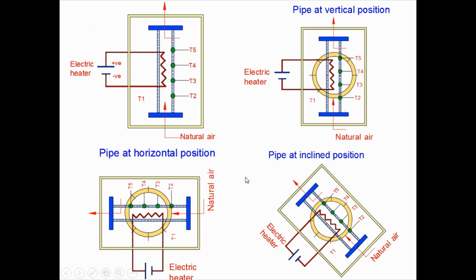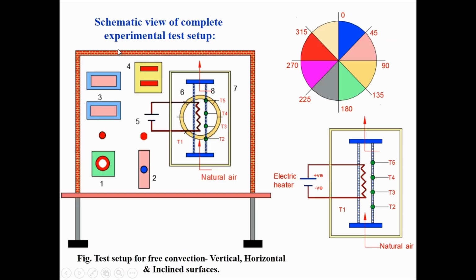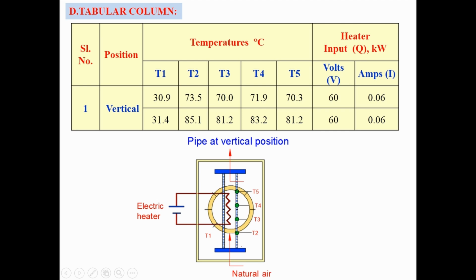So as I told you initially, to heat this tube, you have set the voltage and current, right? What is the voltage, what is the current, you have to note down. The set voltage and current is 60 and 0.06 ampere.